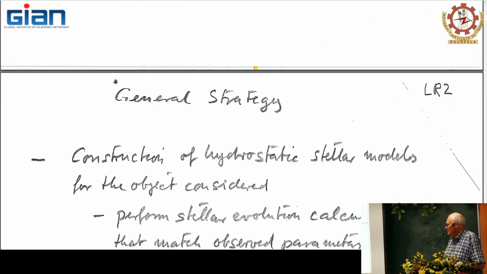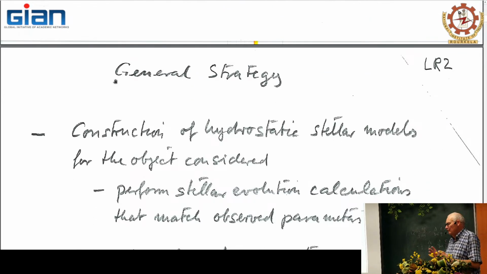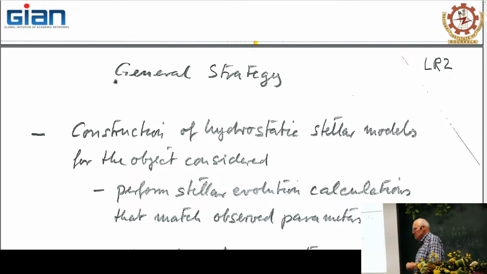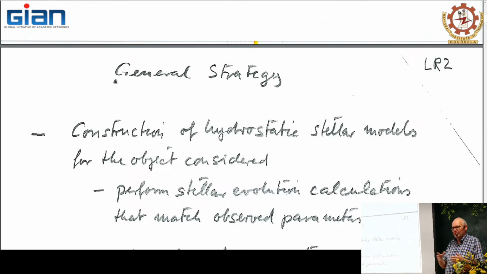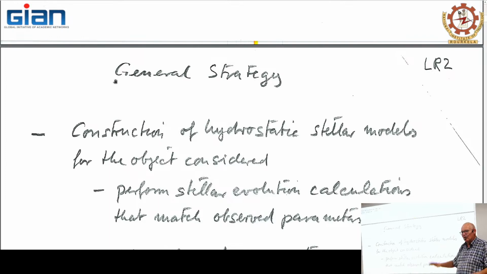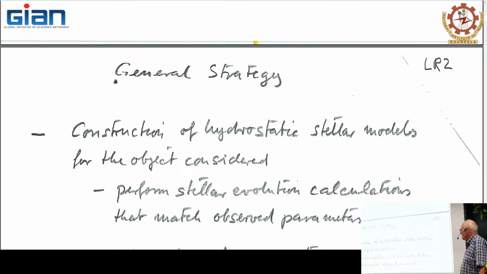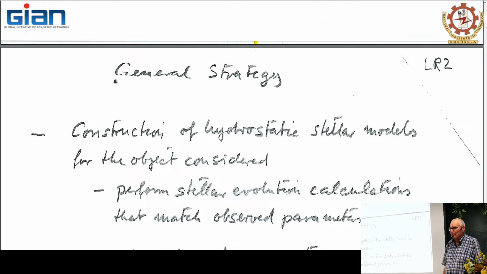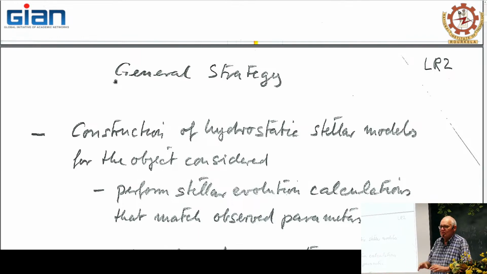So what we do first, we need to construct a stellar model which maintains the mean properties. So we need to construct a stellar hydrostatic model of some object which we want to study. That means either we perform stellar evolution calculations and tune these calculations in such a way that we meet the observed parameters of the star. So we do stellar evolution calculations.